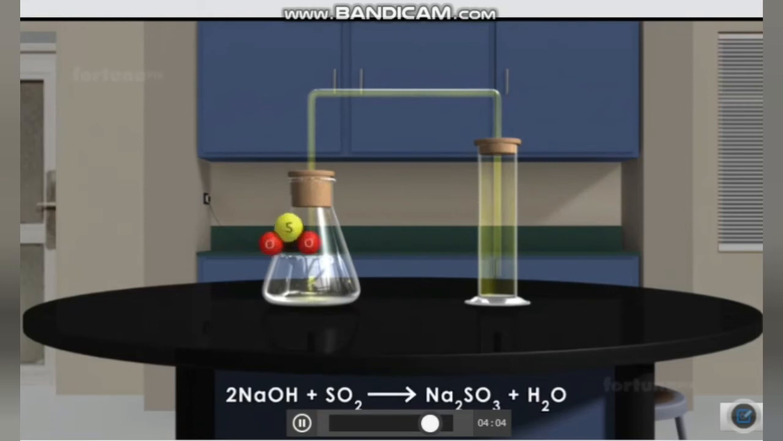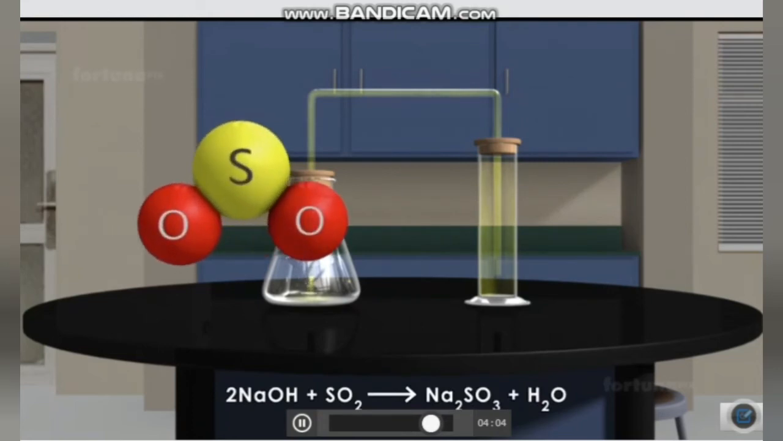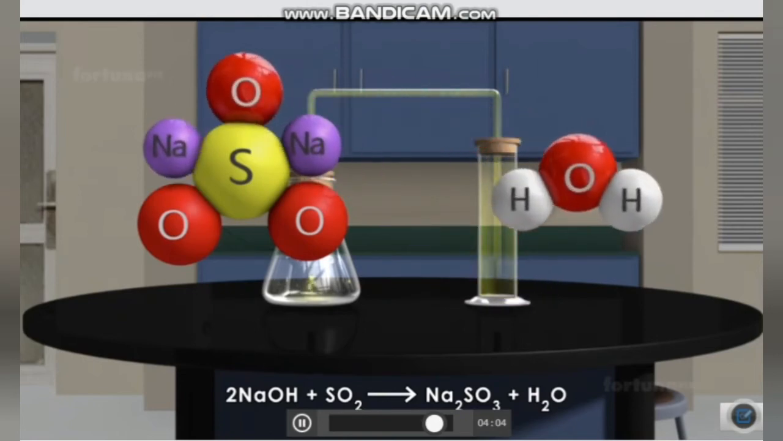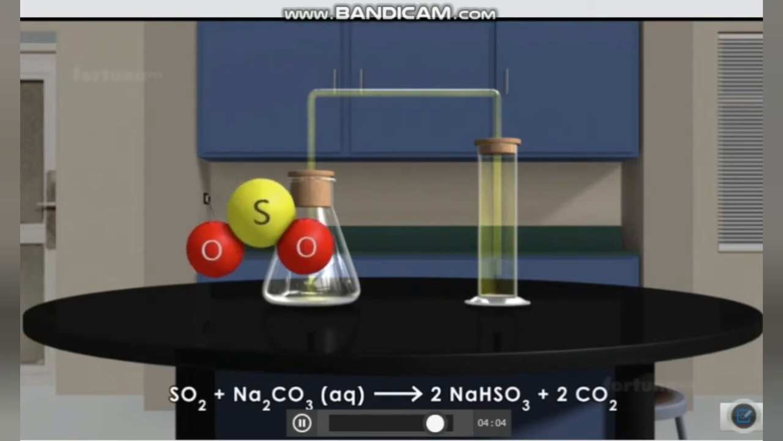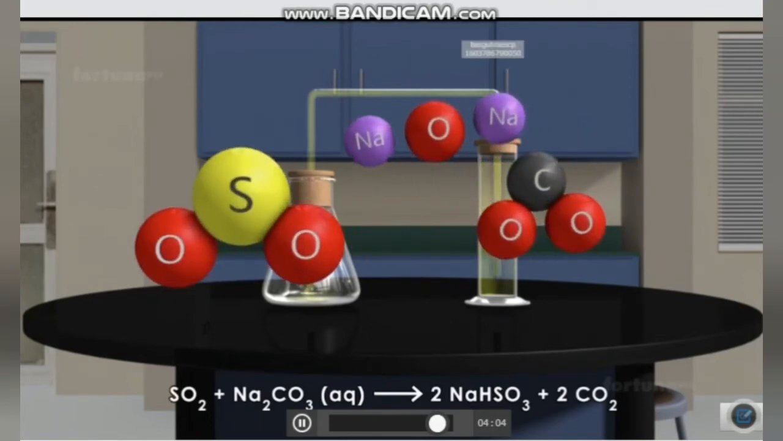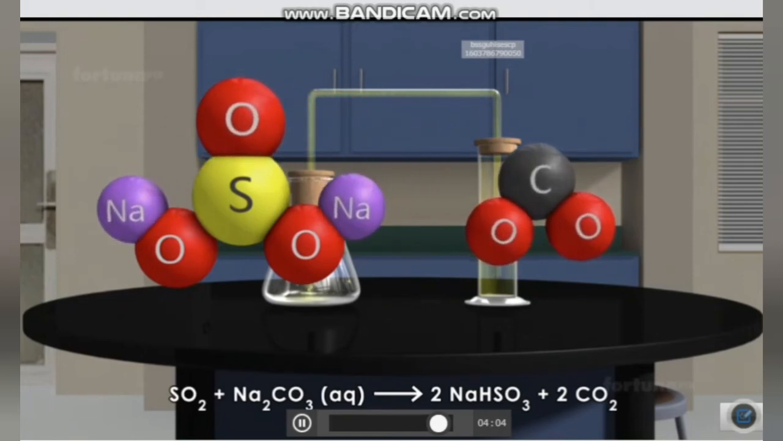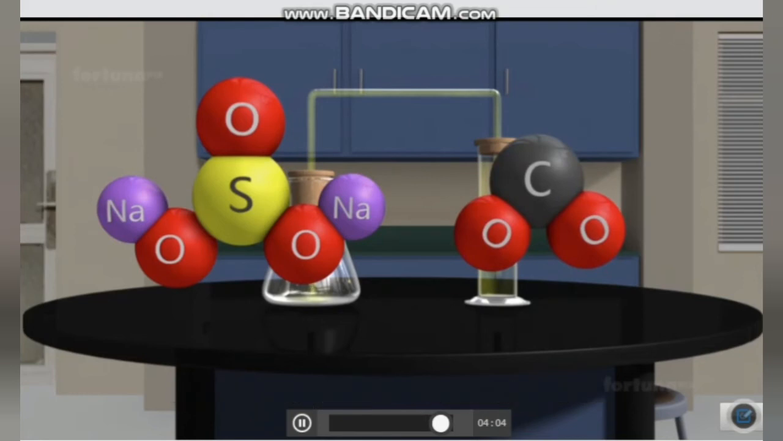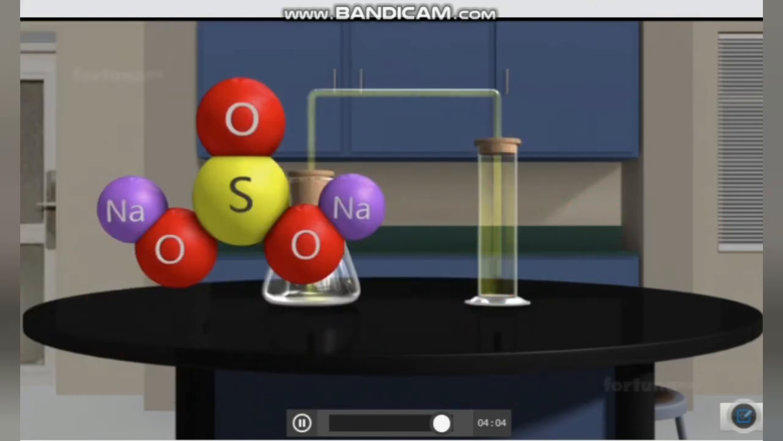When sulfur dioxide is bubbled through the alkali, sodium hydroxide, the result will be the formation of sodium sulfite salt. When sulfur dioxide gas is bubbled through sodium carbonate in water, sodium bisulfite and carbon dioxide will be the product. Sodium bisulfite is used as a food additive.